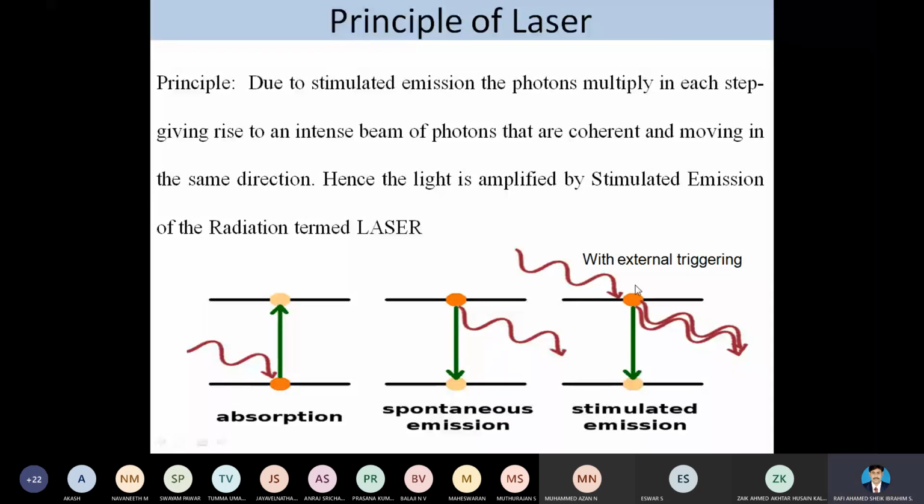When the atom in the higher state jumps to the ground state with additional energy, this additional energy is nothing but internal energy, not the external energy. It is the energy which was circulated, which was created internally due to this mechanism. That energy is considered as external triggering energy, additional energy. So when the additional energy is gained by this higher state particle, the laser action takes place. So this is the principle of laser.